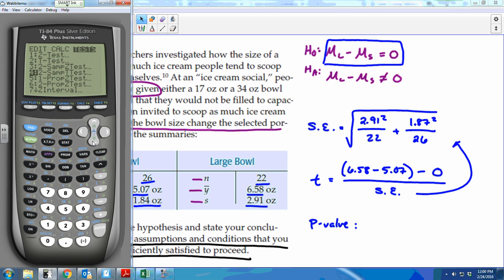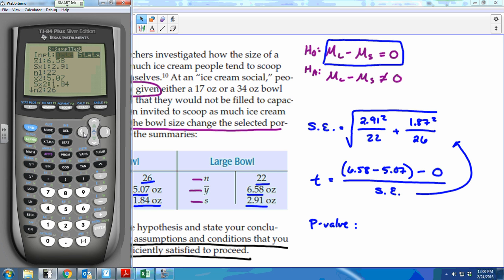There is such a thing as a 2-sample z-test. When would we use a z-test instead of a t-test if we had means? Only if you have the population standard deviations. If you have sigma, you can use z. All right? Does that happen? Not very often. So we're going to use the t-test.